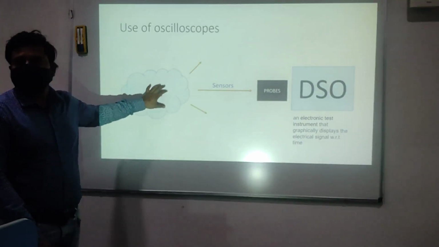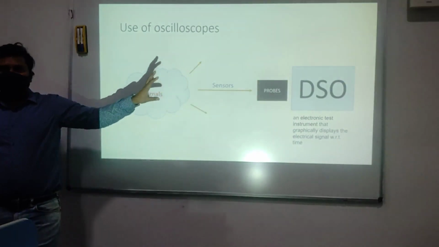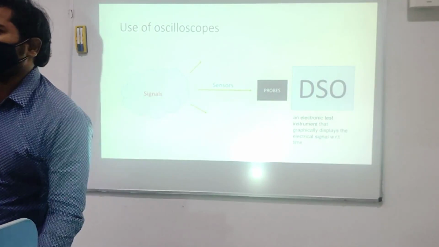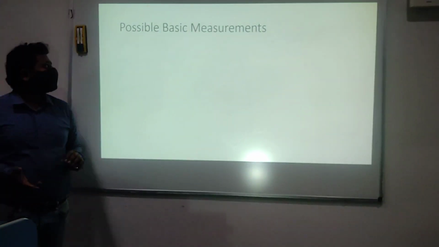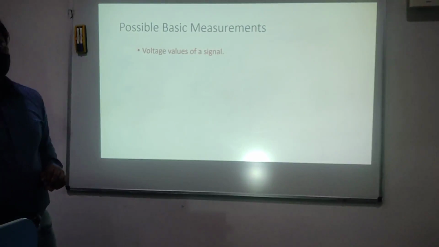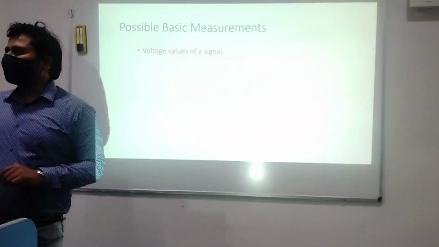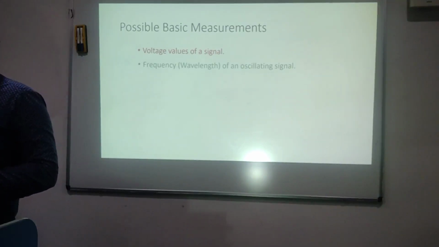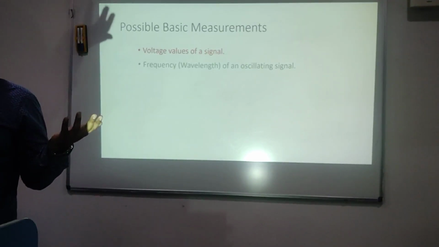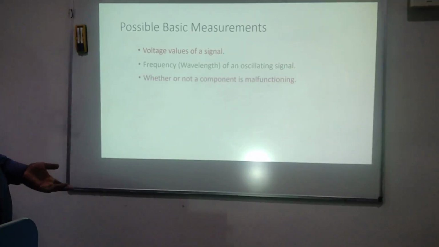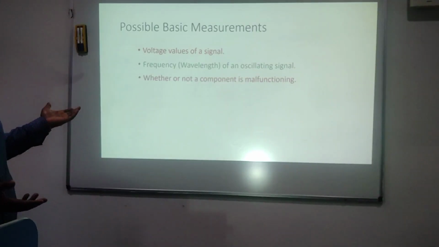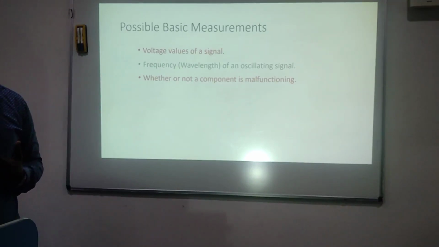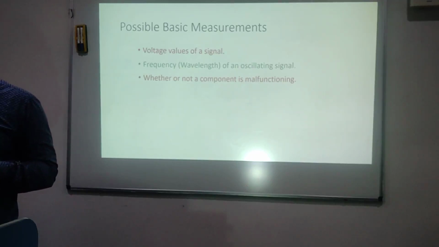So we have a signal, we want the oscilloscope to show it, and what will we do with this? Once you are able to see it, you can do several kinds of measurements. For example, you can see what the voltage of that electrical signal is. If that is a signal, then what is the frequency? Is it periodic at all or not? If periodic, then what is the frequency? What is the wavelength? If you are getting a signal from a circuit, you may want to see whether any of your components is working properly or not.